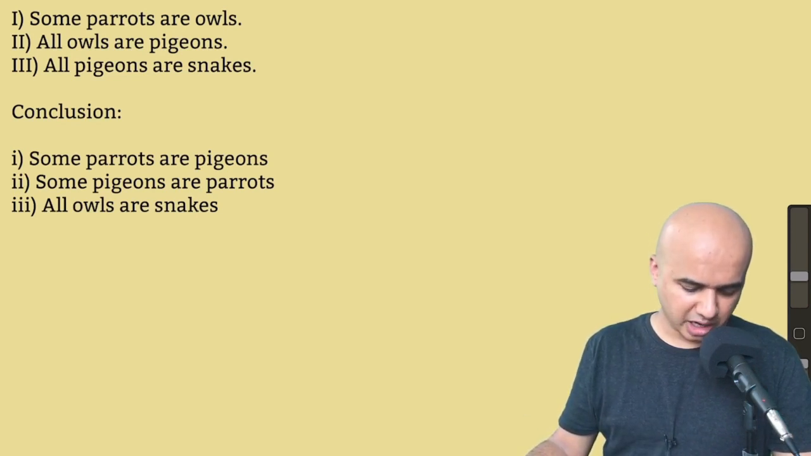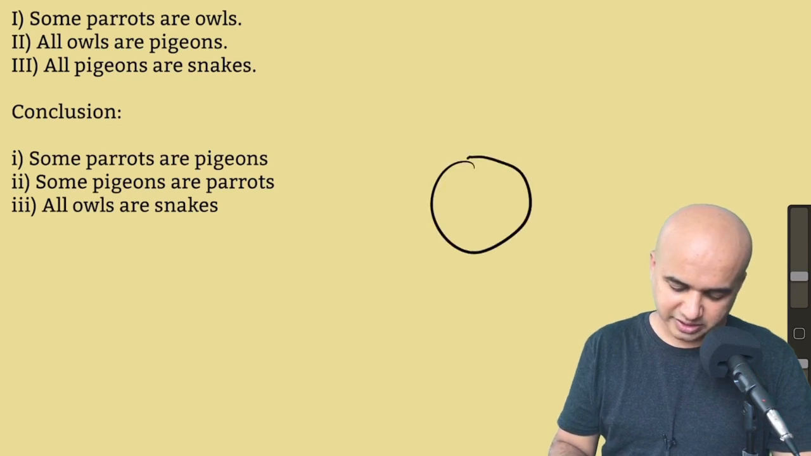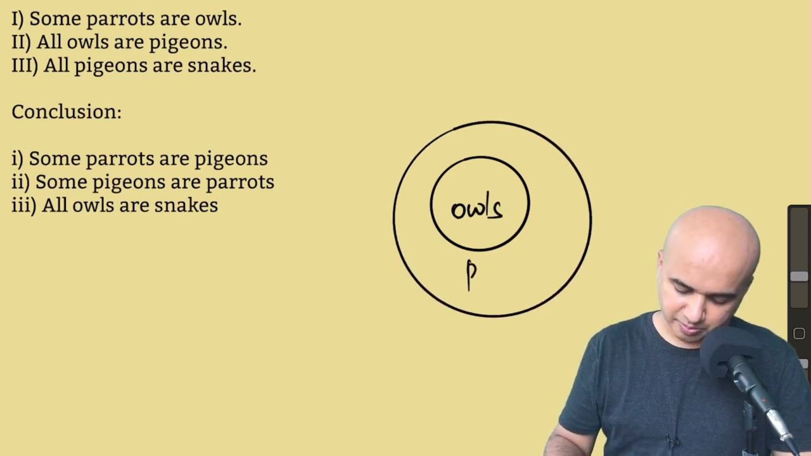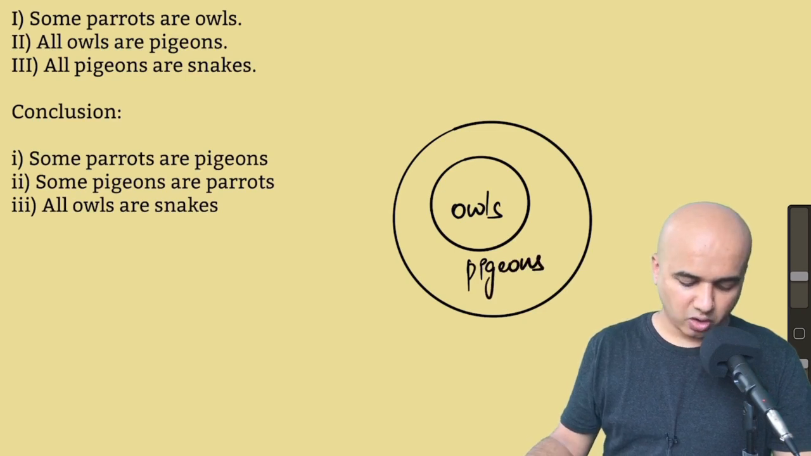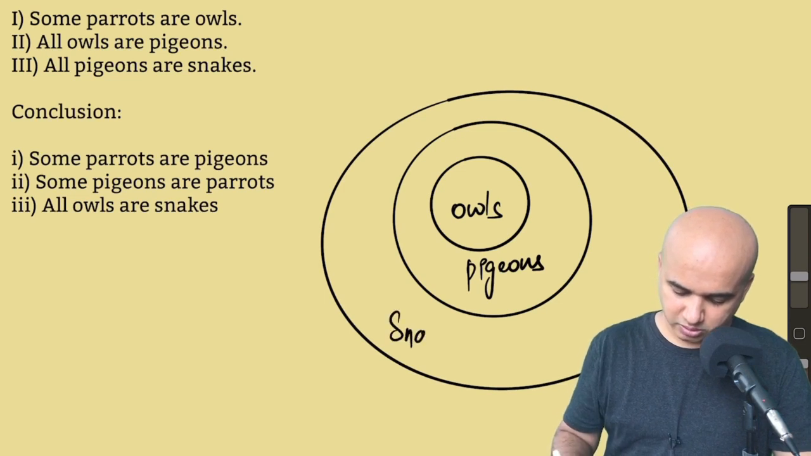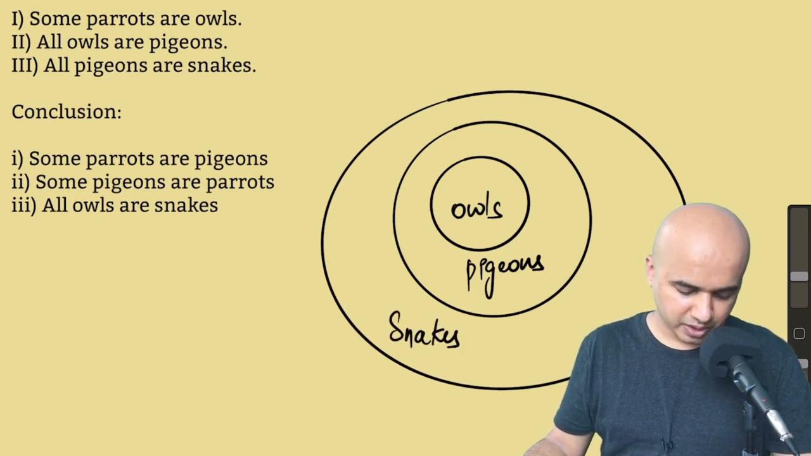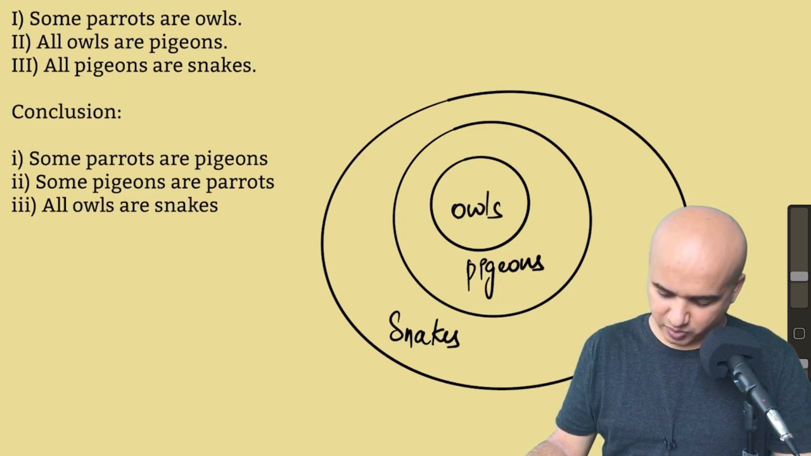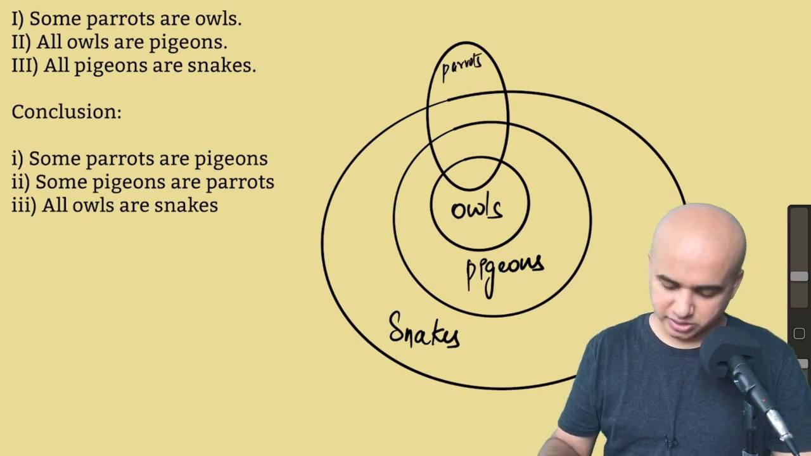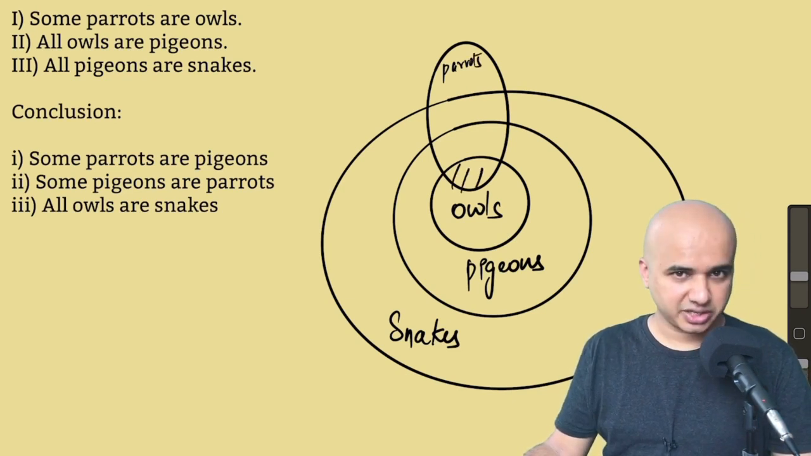So now let me start with owls. Let's say this is the owl here. All the owls are pigeons. So this will be pigeons. And all the pigeons are snakes. Now, some parrots are owls, they say. Okay, we'll draw it here. So let me call this parrots. Some parrots are owls, that means there is some kind of intersection here.